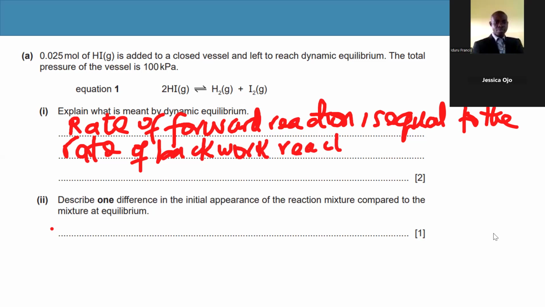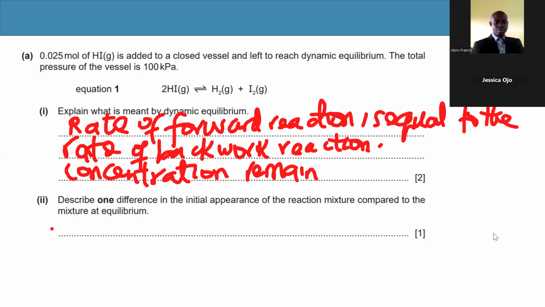They'll be in fixed ratios or concentrations, like both the reactants and products. Okay, so concentration remains constant. Okay, that appears to be bonus.